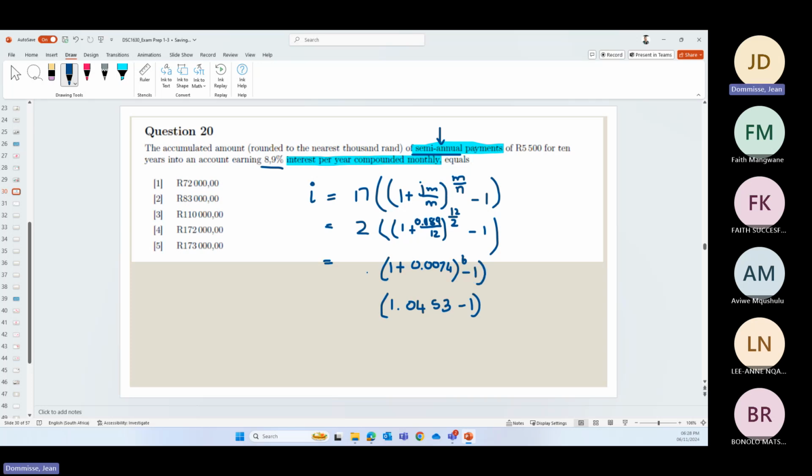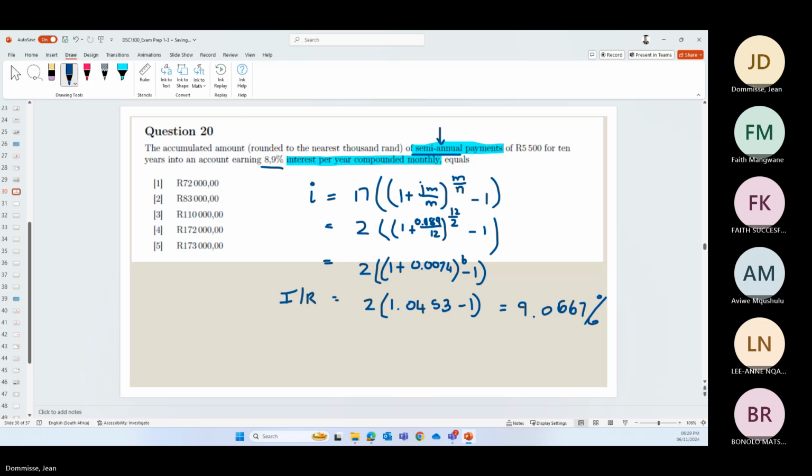So let me just complete these and multiply by 2. Okay, so 1.0453 minus 1 is 0.0453, times 2 is 0.0907. And if we multiply it by 100 to get a percentage, we get 9.0667%. Okay, so that is now the interest rate that we will use.